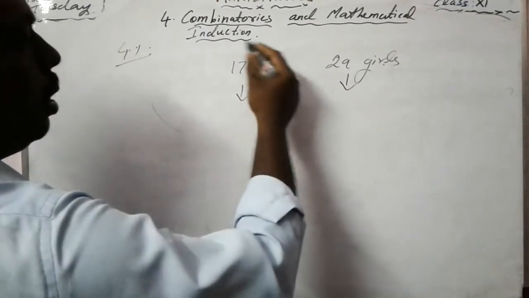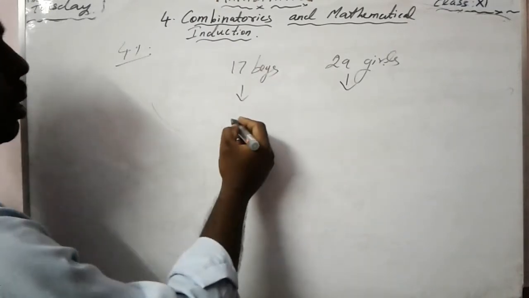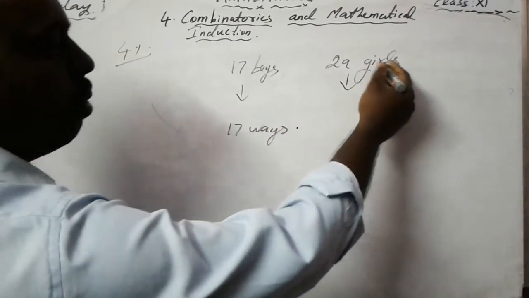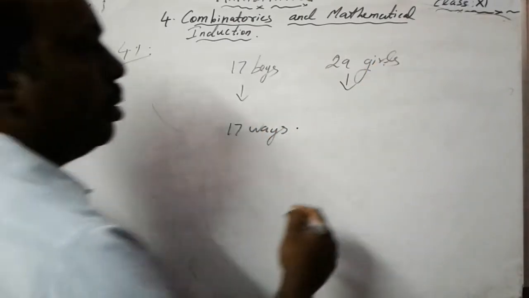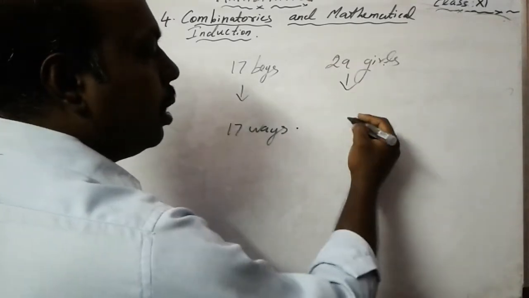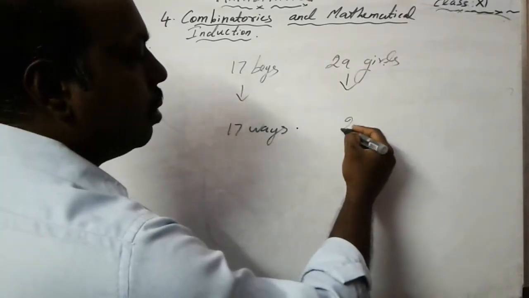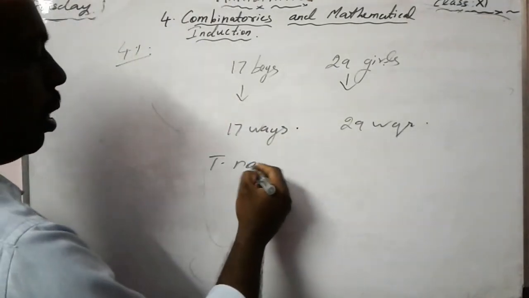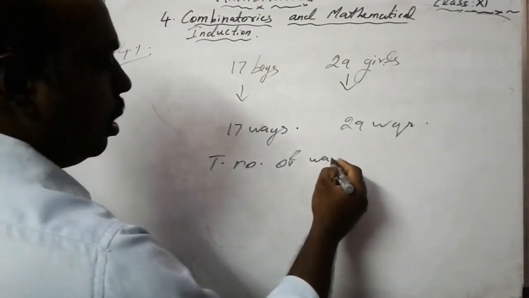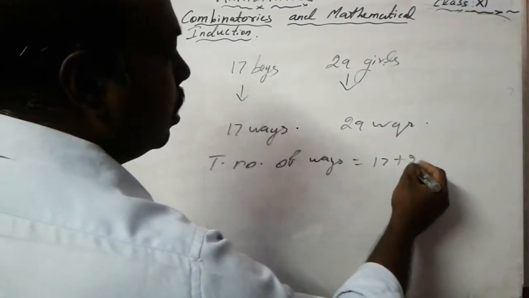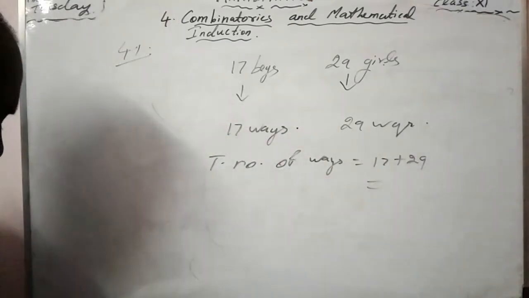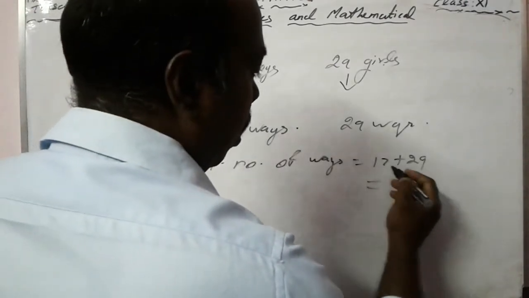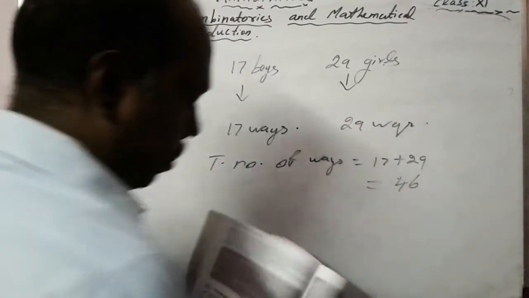So out of 17 boys, if we select one boy, that means 17 ways we can select, am I right? Out of 29 girls, one girl we are going to select. So how many ways? 29 ways. So the total number of ways equals 17 plus 29. That you have to add. So 17 plus 29 equals 46.